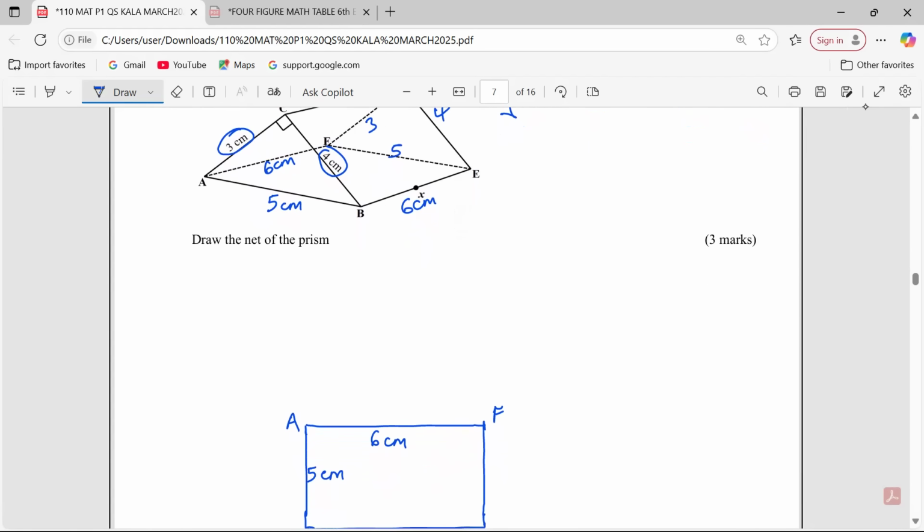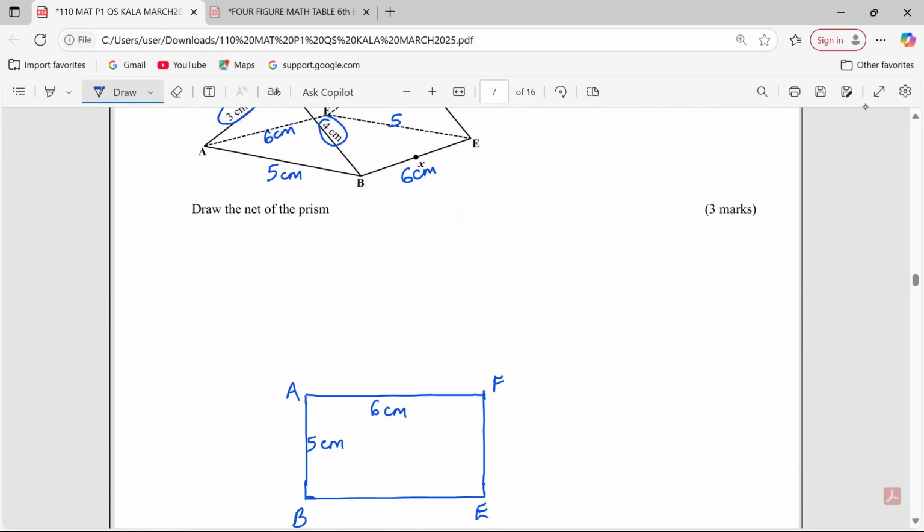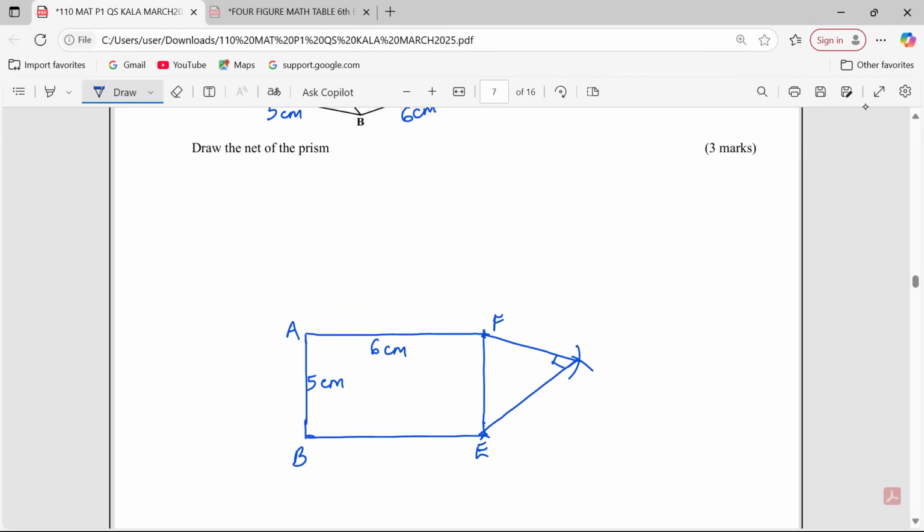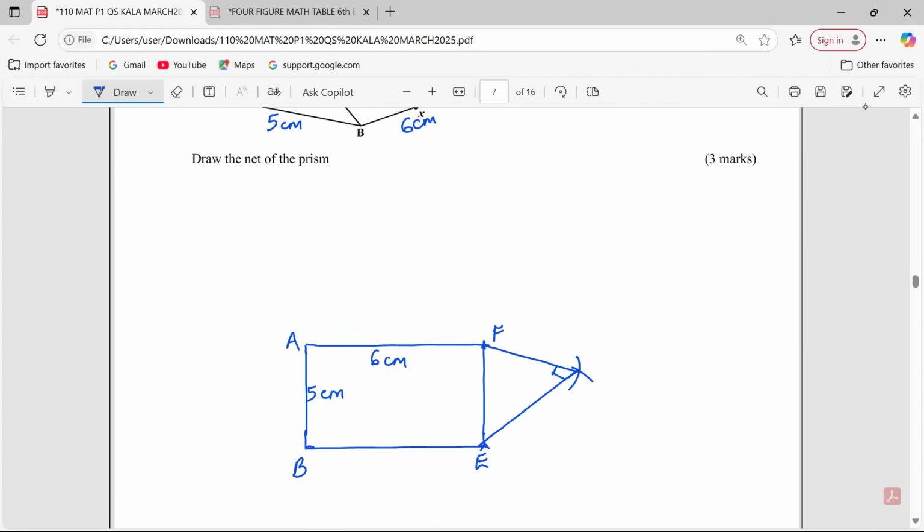So you just stand at F and you use an arc of 3 centimeters. You stand at E and use an arc of 4 centimeters. That way, the intersection is going to give us point D. It shall automatically be right angled. So that is point D.